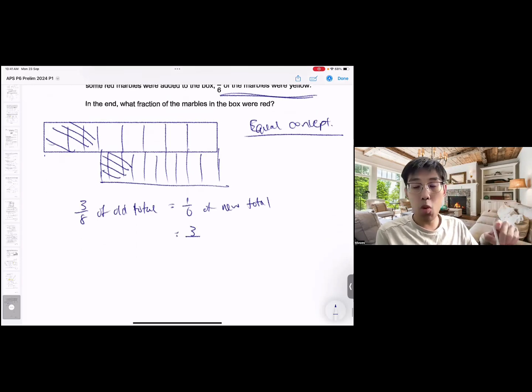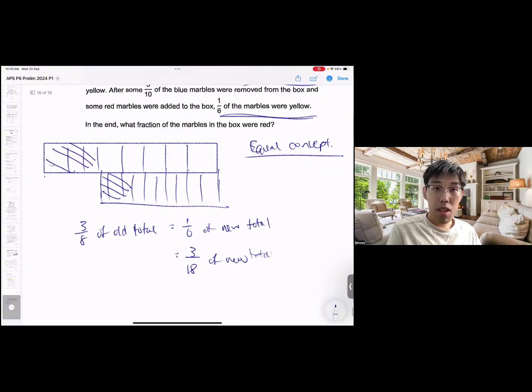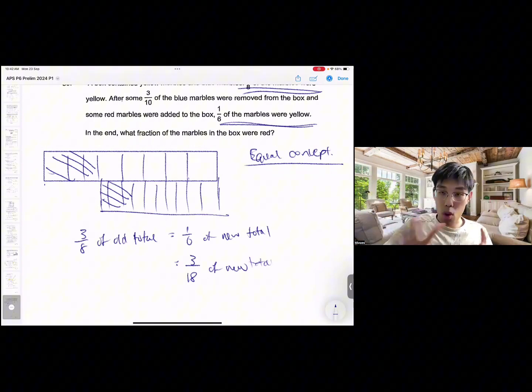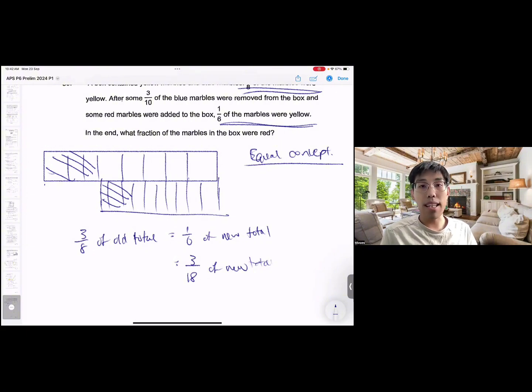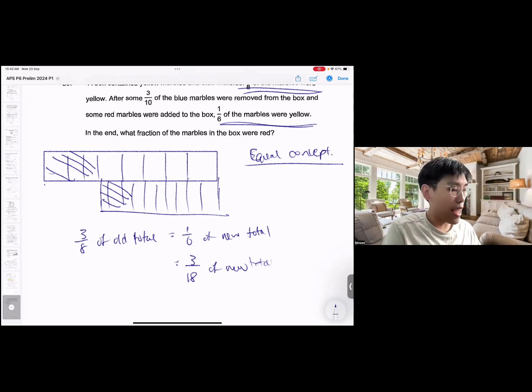So ultimately, I want to make the numerator the same once again. So it's 3/18 of the new total. Okay, so in the end, what fractions of the marbles in the box were red? So from here, this equal concept, what can we see? We can see that if their total is 8 units, this of the old total, I take out some marbles and put in new marbles, it becomes 18 units. That's the idea. Okay, so we need to go and consider what is the fraction of the blue that is being taken away. Okay, that is the idea we need to look at.